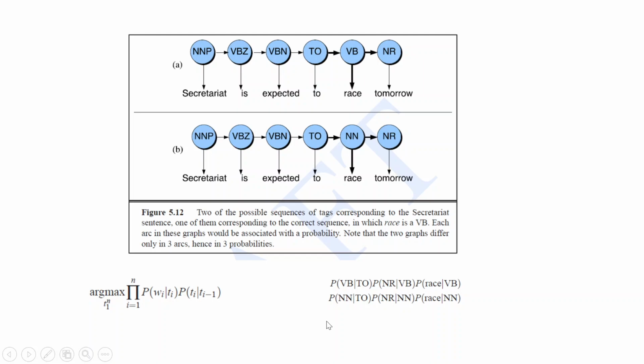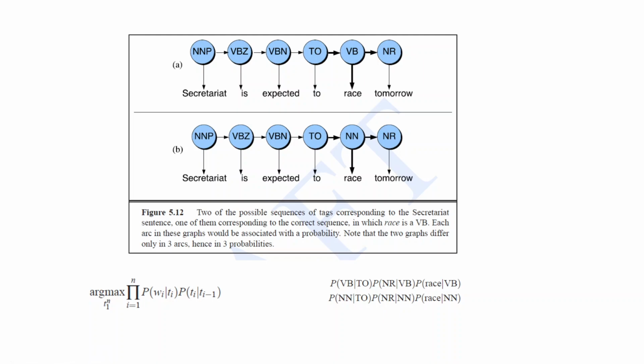So in the first case it will be the probability of verb given to, that is ti given ti minus 1, into the probability of NR given VB, again ti given ti minus 1, into the probability of race given VB, that is wi given ti in this case. But in the second case, since this is a noun, you have the probability of NN given to, into the probability of NR given NN, into the probability of race given NN. After calculating this, you can find out the answer.